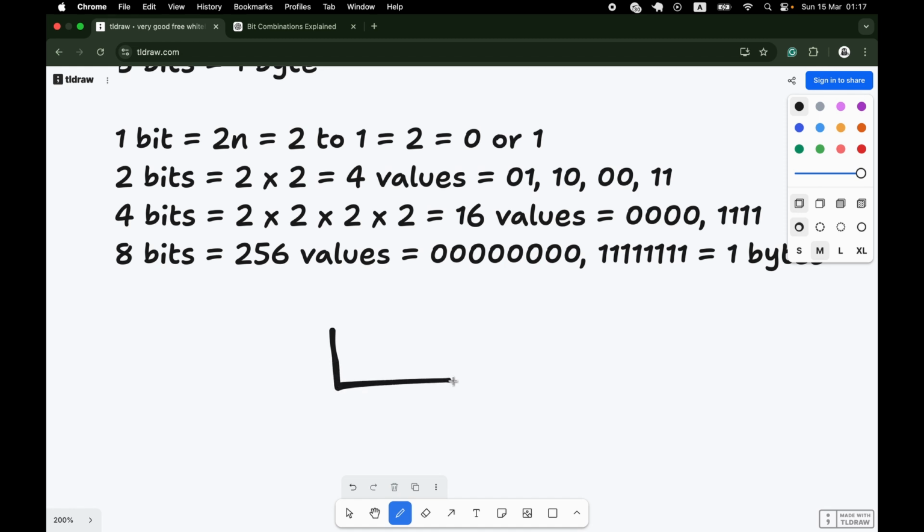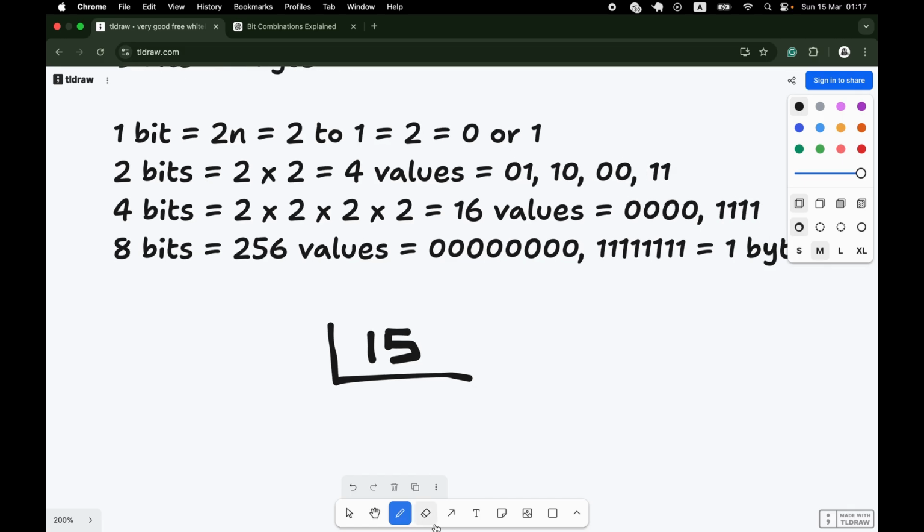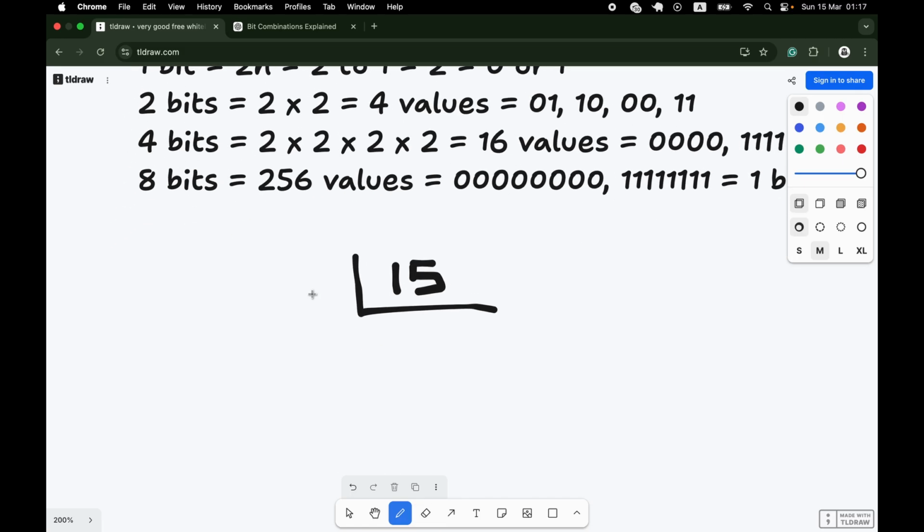Let's understand this. We're going to change 15 to a binary number. What are we going to get? Okay, we will divide it by 2. Divided by 2, the quotient value is going to be 7, right?